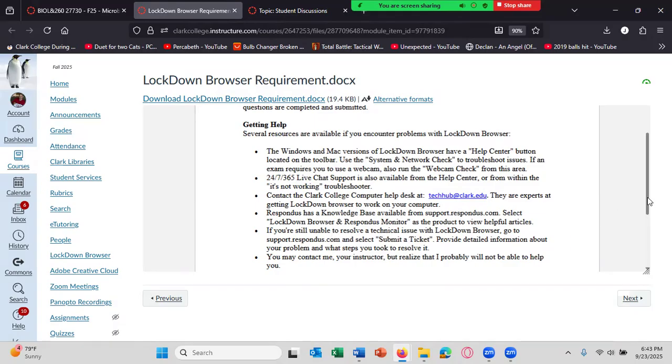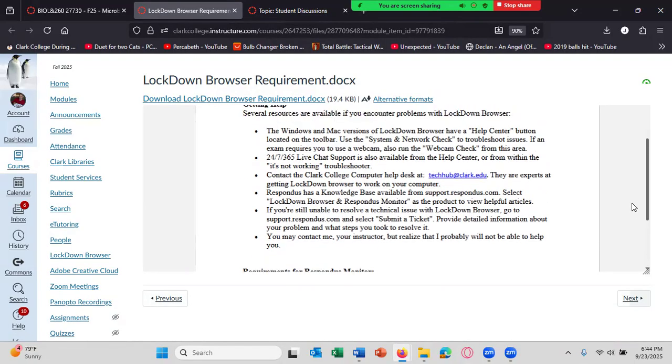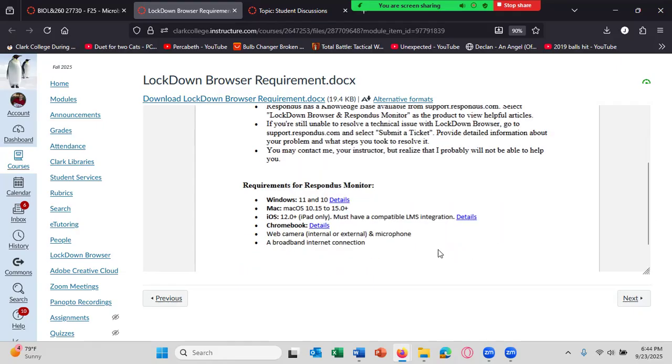I've had one student who never got it to work, and I'm not confident that student was following what the Tech Hub suggested, because the student wasn't following what I suggested. There's only one student we never got it to work. And what we did with this student was she had to come in and take the exams in person. Here's the requirements on this monitor. They're similar for Lockdown Browser.